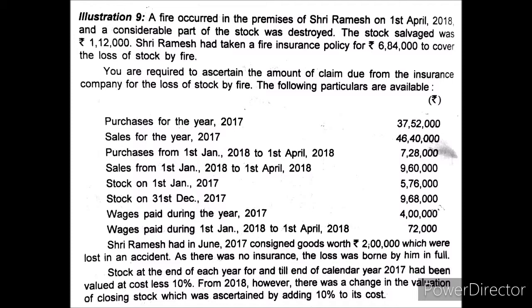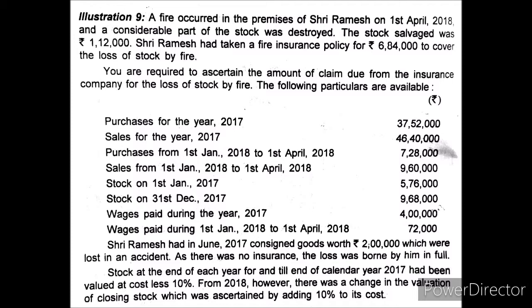Wages paid during the year 2017, again wages for the previous year. So you have previous year purchases, previous year sales, previous year opening stock, previous year closing stock, and previous year wages. So obviously we can understand that we need to find out the gross profit of the previous year. Okay, so let's proceed with the question.